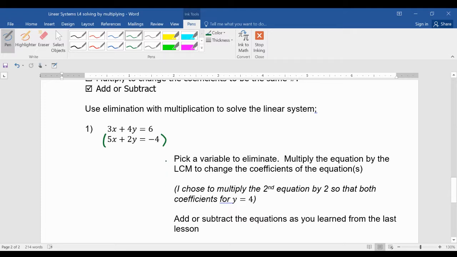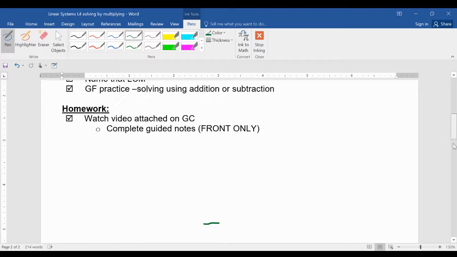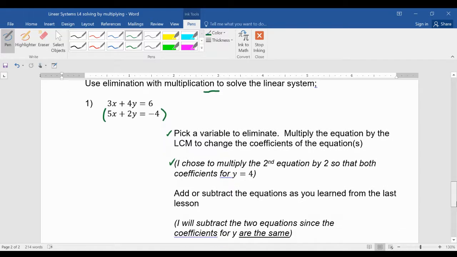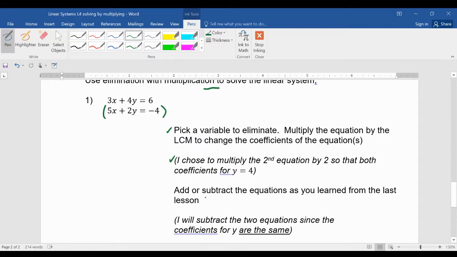So I chose to eliminate y with a little bit of advanced scouting. I'll multiply the bottom by 2 to get to the point where the coefficients are equal. And then because they're the same value, I'll know that I will need to subtract accordingly to continue with elimination as I know it. So let's start with that process.